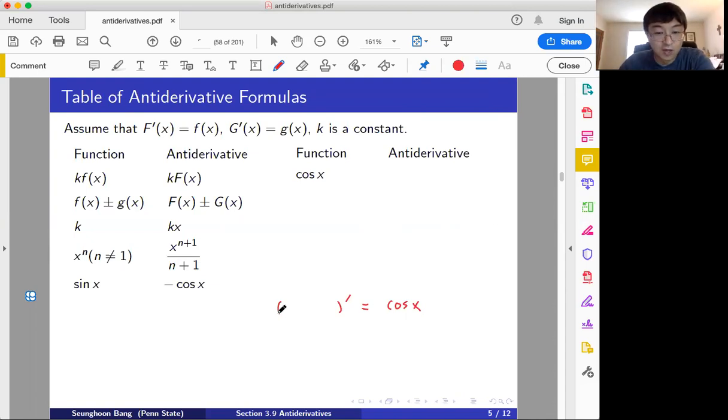Here we have, yes, the sine function. The derivative of sine of x is exactly cosine of x, so the antiderivative is sine. What about the antiderivative of secant squared? We can use the same method. Tangent prime is secant squared, so the antiderivative is the tangent function. Similarly, for cosecant squared of x, the antiderivative is negative cotangent.